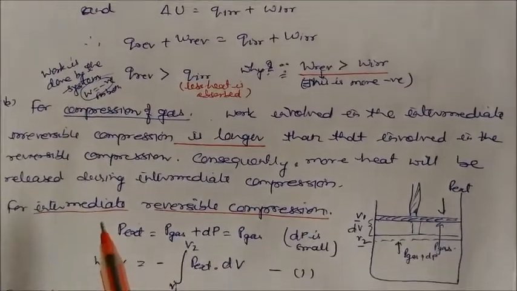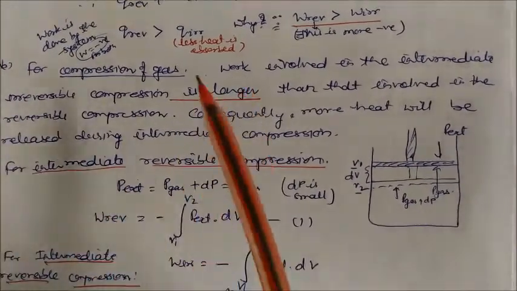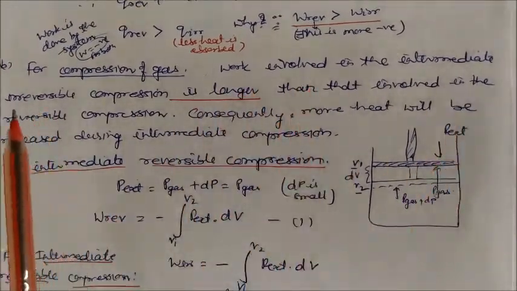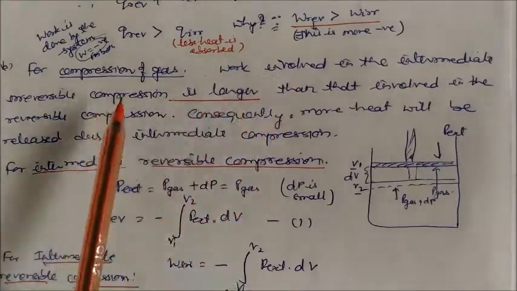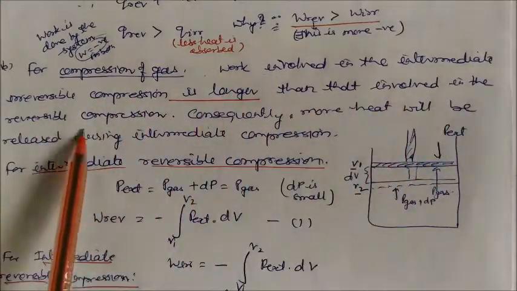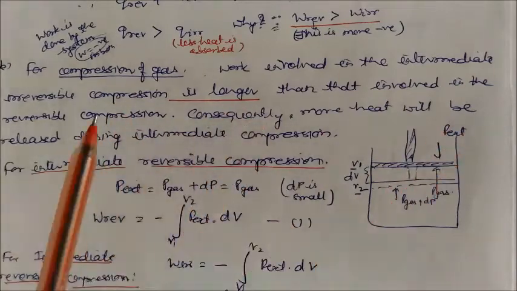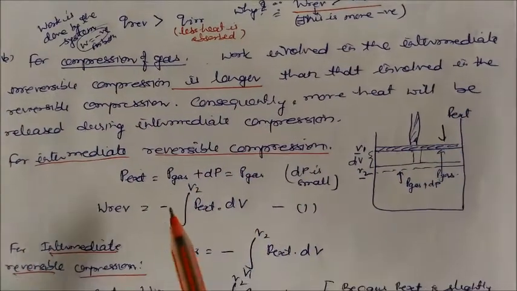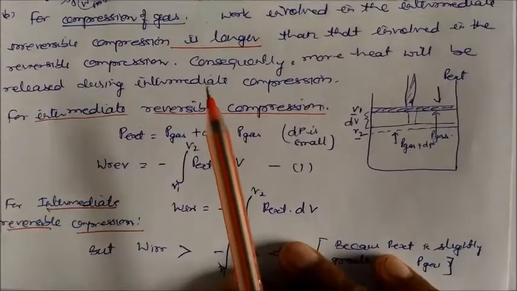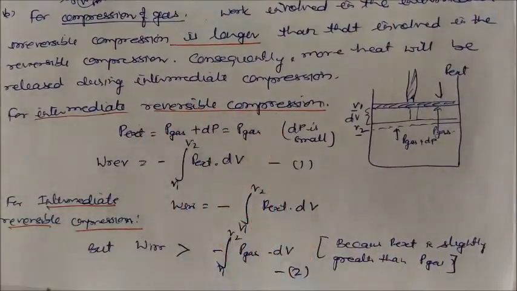Now we'll see the compression of the gas. For compression of the gas, the work involved in the intermediate irreversible compression is larger than the work involved in the reversible compression. Consequently, more heat is released during the intermediate compression. So suppose it is intermediate irreversible compression.